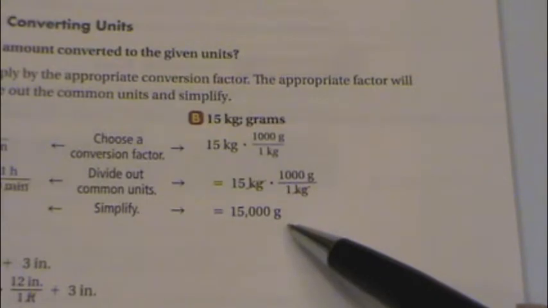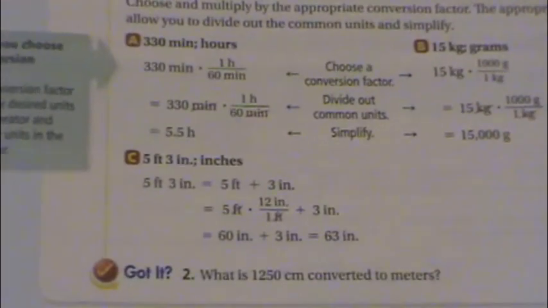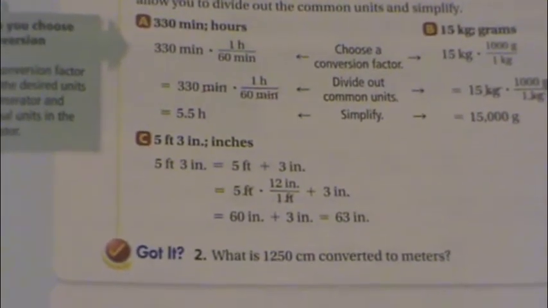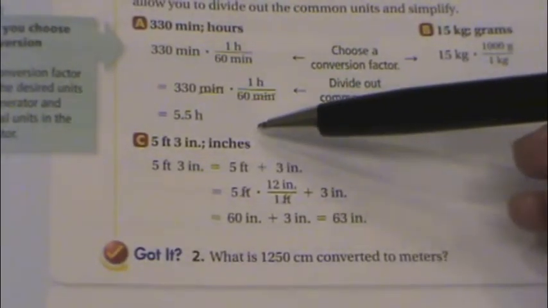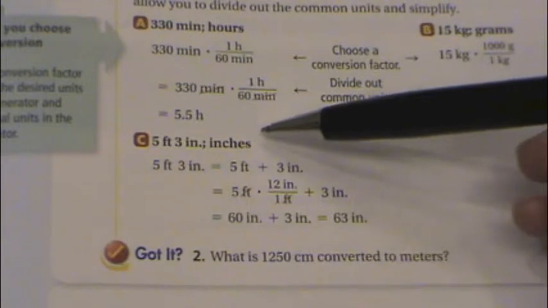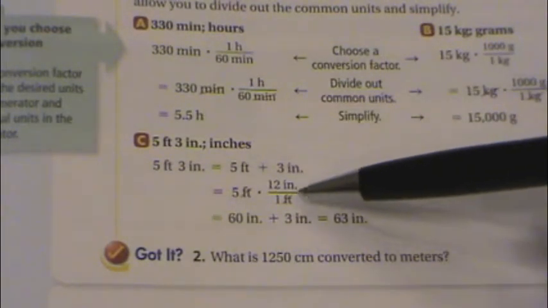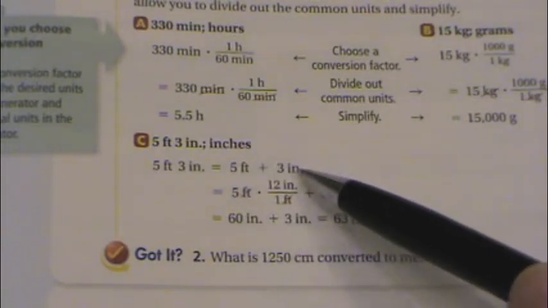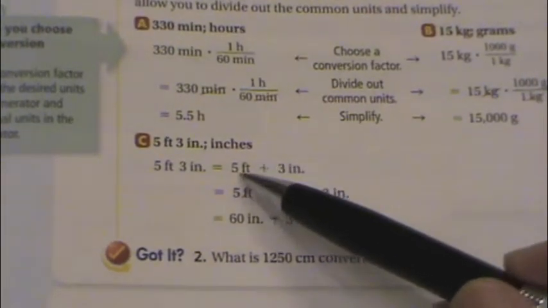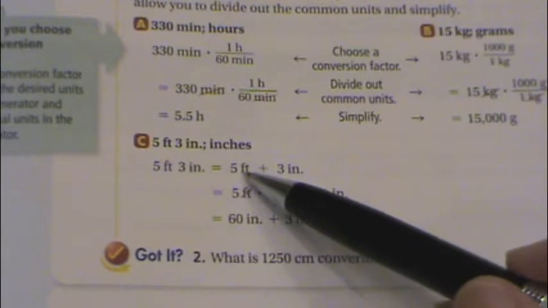15,000 grams. Not bad. Problem C. 5 feet, 3 inches, and you're trying to convert the whole thing to inches. What's the conversion factor that you need? 12 inches for 1 foot. So don't multiply the whole thing, because you don't need to convert 3 inches into inches. You need to convert 5 feet into inches.